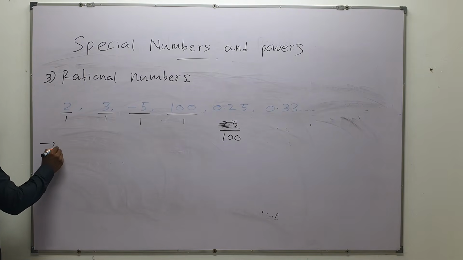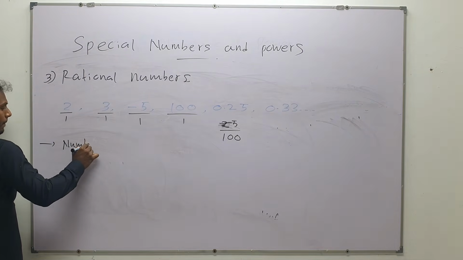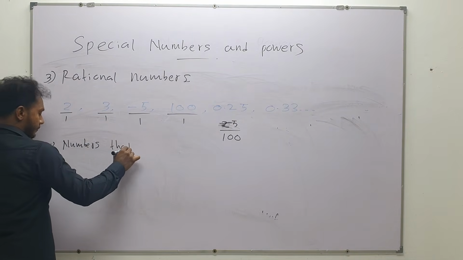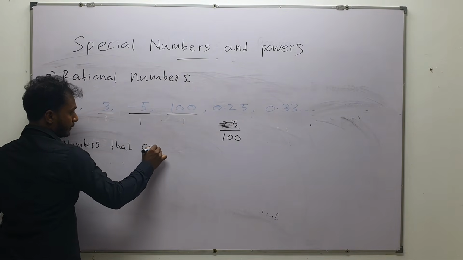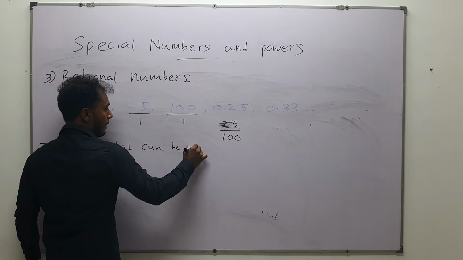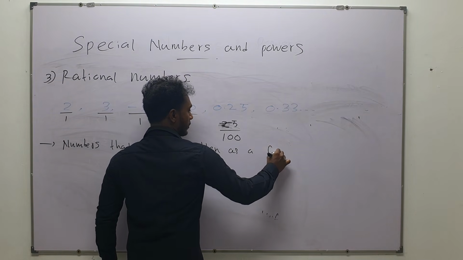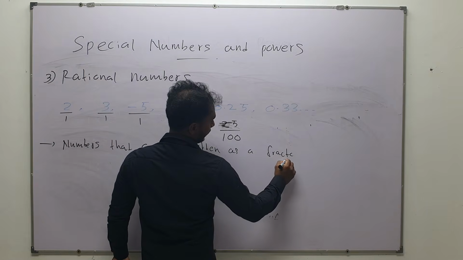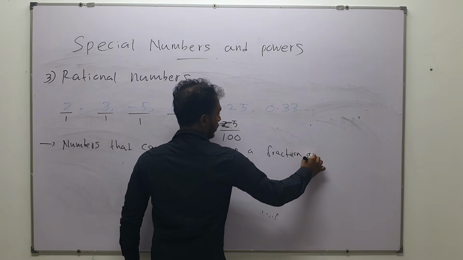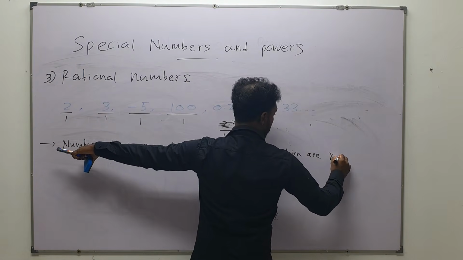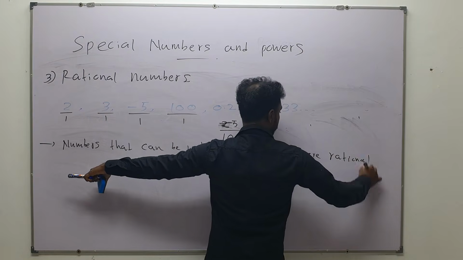So simply I can tell numbers that can be written as a fraction are rational numbers. All right, they are the rational numbers.